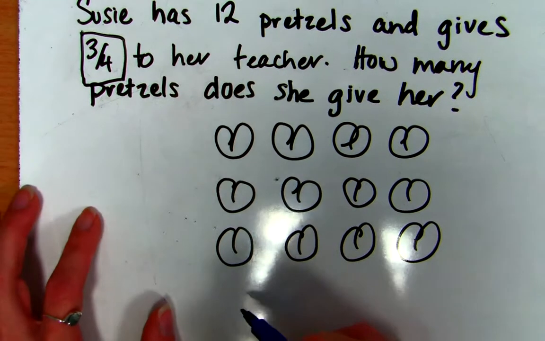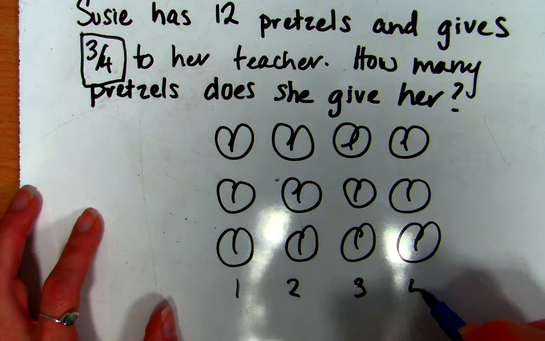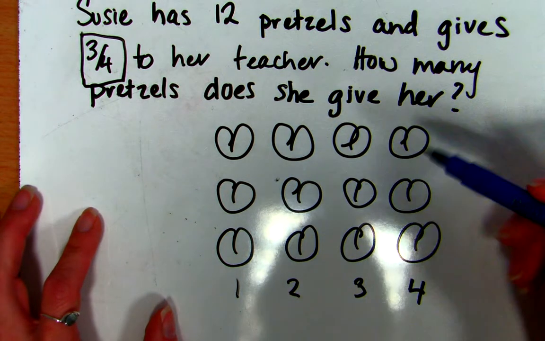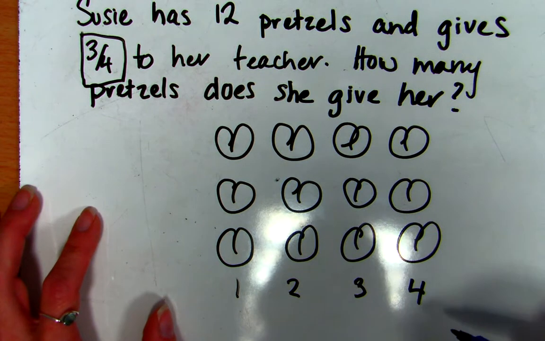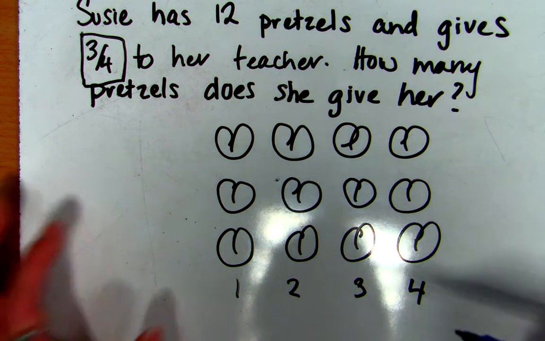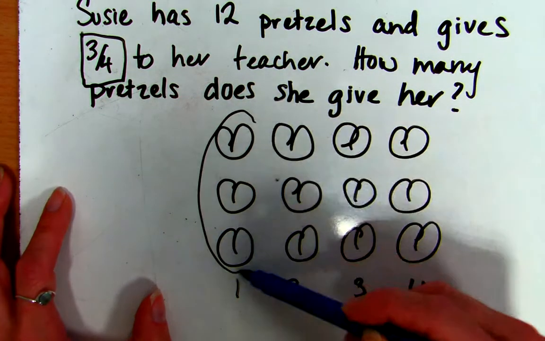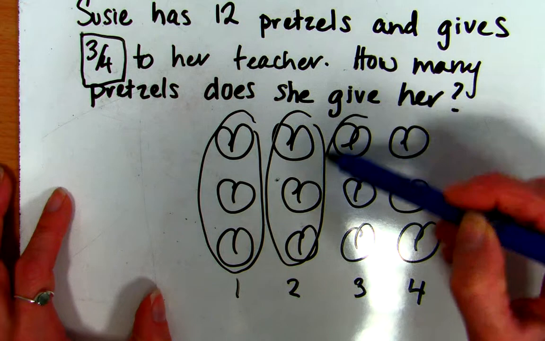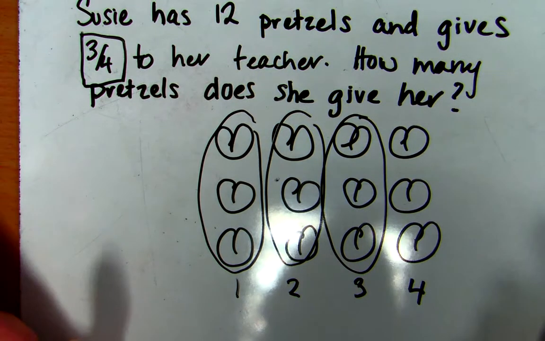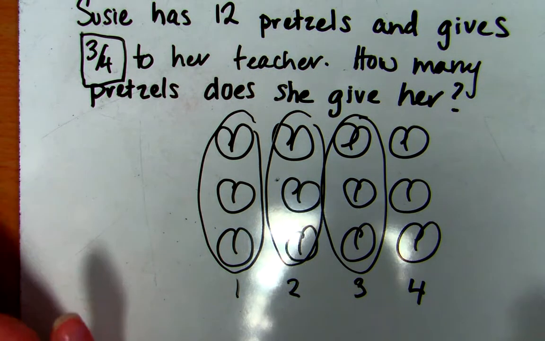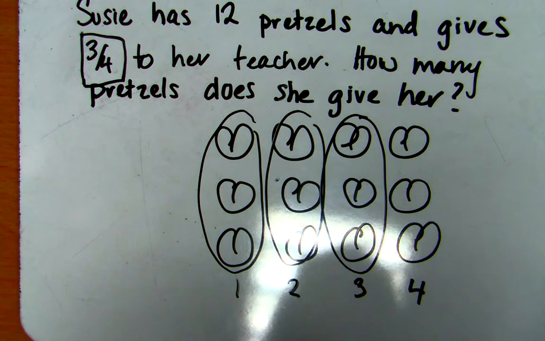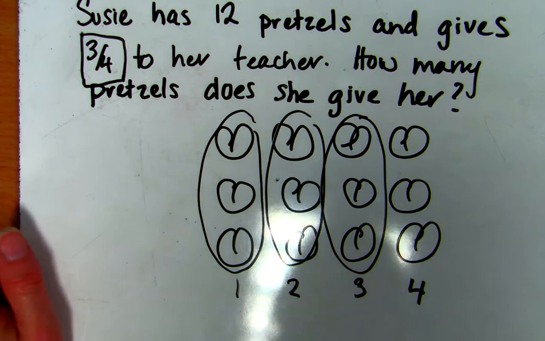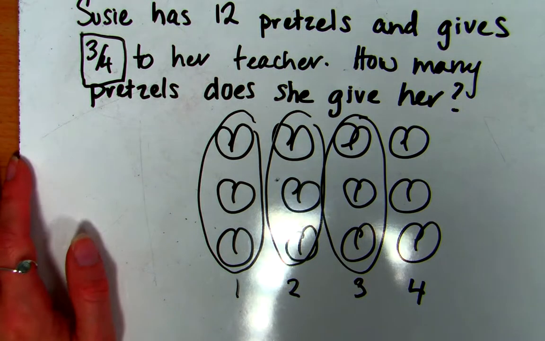So here's 1 group, 2 groups, 3 groups, 4 groups. You could also go down the other way and only do 3 per row and do 1, 2, 3, 4. Either way is fine. So I've got my pretzels now split into 4 groups, and I know I want to give 3 of those 4 groups to my teacher. So 1, 2, 3. So 9 total pretzels would go to my teacher, which works with our estimate, which was between 6 and 12. So that's a good basic way to solve a problem where you're multiplying a fraction times a whole.